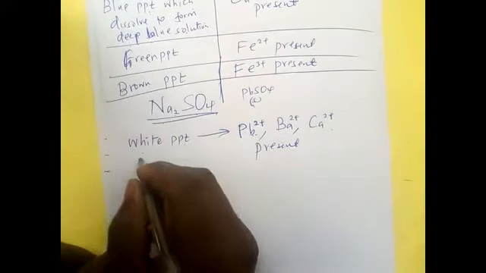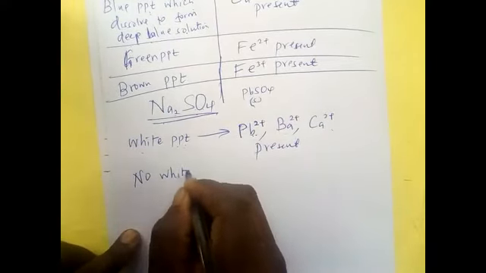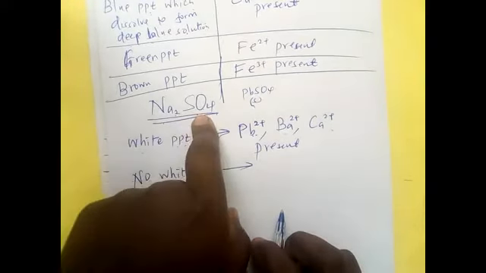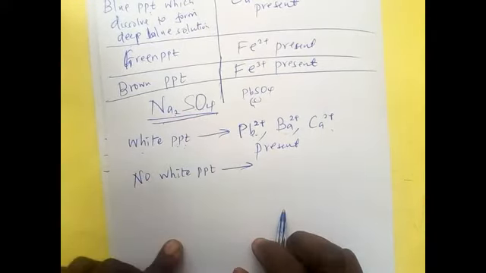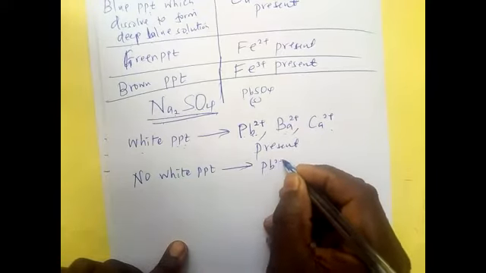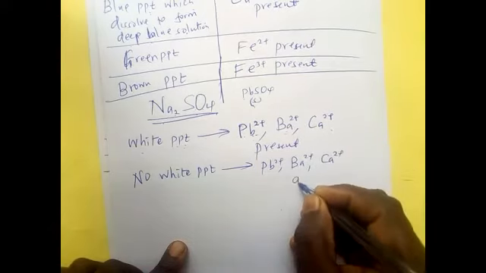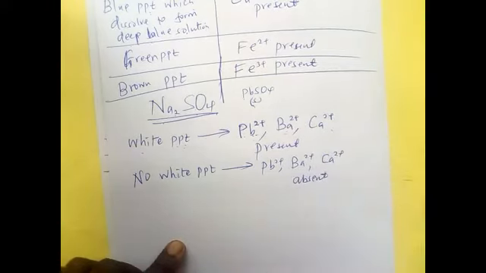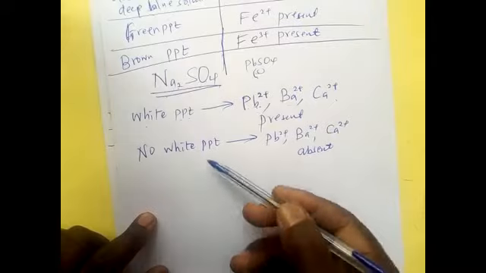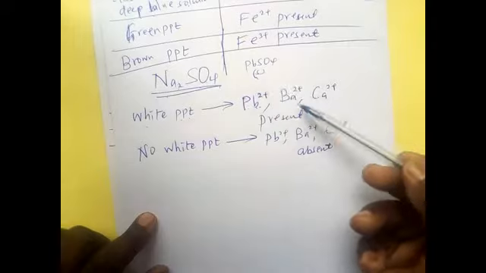Now, the other observation is no white PPT. If you are adding sodium sulfate and there is no white PPT, it means all of these 3 cations are absent. You write that lead(II), barium(II), and calcium(II) are absent. So the work of sodium sulfate is simply to test for these three insoluble salts.